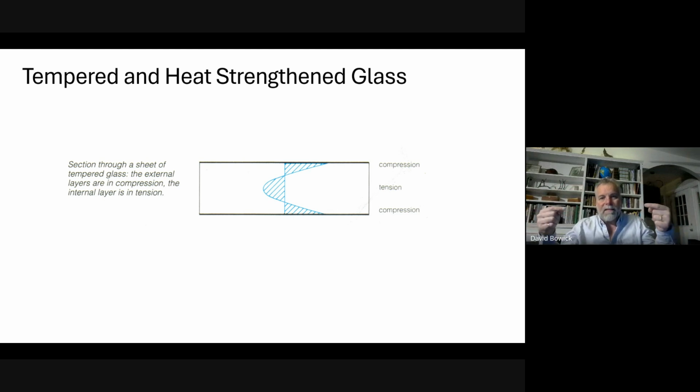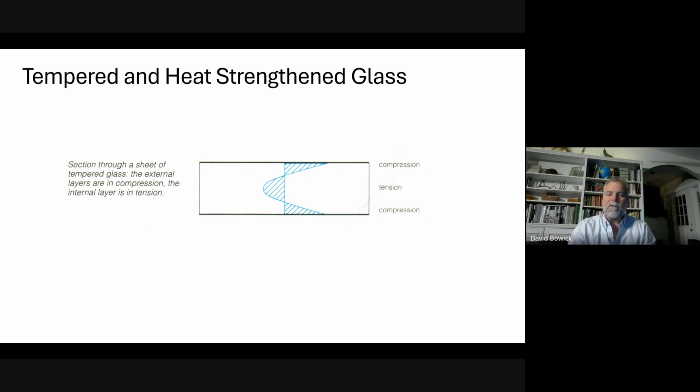Now, as the inside is catching up, it is compressing the outside, and the outside is stretching the inside. So we wind up with a stress profile through the glass where we have compression on the outside and tension on the inside. Okay, so how does that help us?